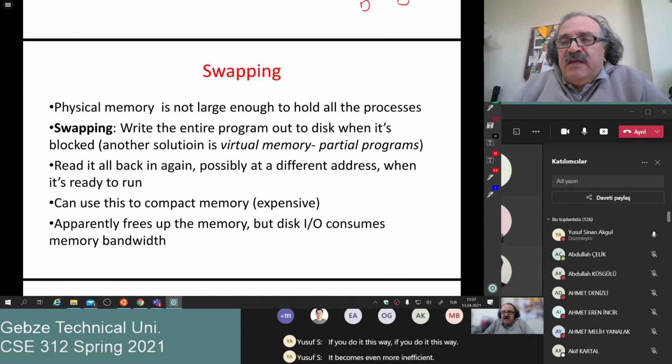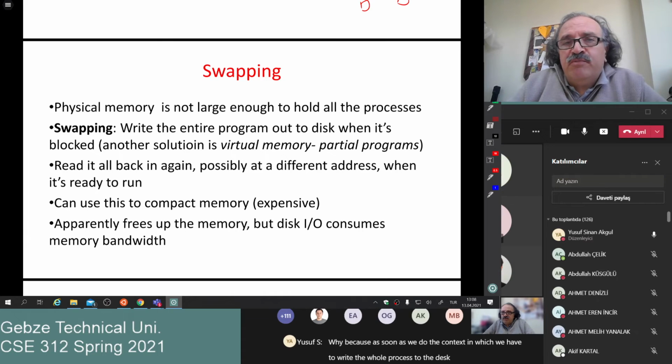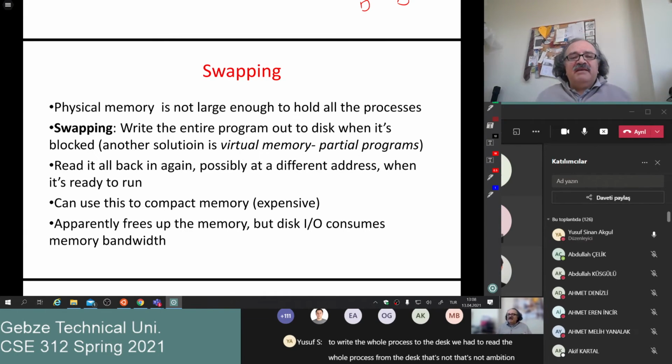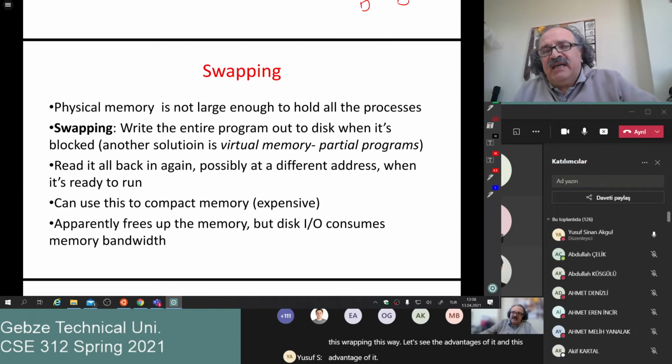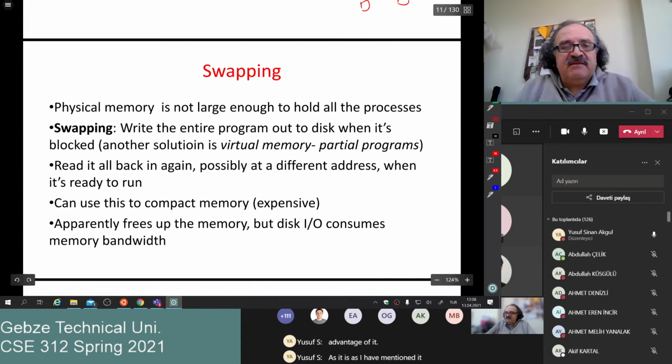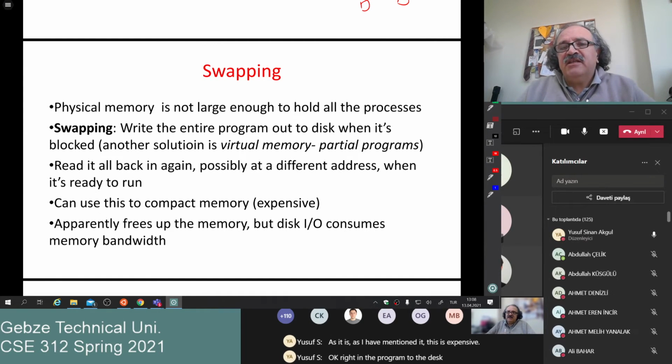Why? Because as soon as we do the context switch, we have to write the whole process to the disk, and we have to read the whole process from the disk. That's not efficient. But bear with me for a few moments, and let's see the swapping this way. Let's see the advantages and disadvantages of it. As I have mentioned, this is expensive: writing the program to the disk and reading it whenever it is loaded.